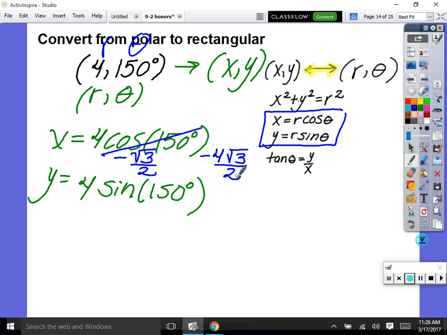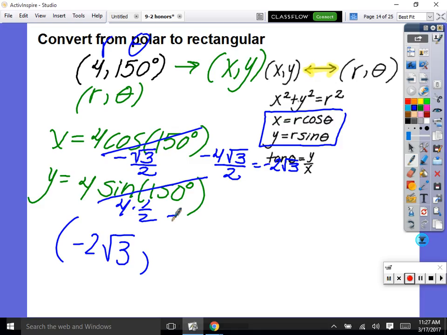We're now simplifying cosine at 150 degrees. So now isn't that negative 2 root 3? So our x coordinate was negative 2 root 3. Now our y coordinate we're going to simplify because we can find the sine at 150. Sine at 150 is 1 half, because go to your unit circle to 150. Does that make sense? Okay, so this is 4 times 1 half, which is 2. So our y coordinate is 2.